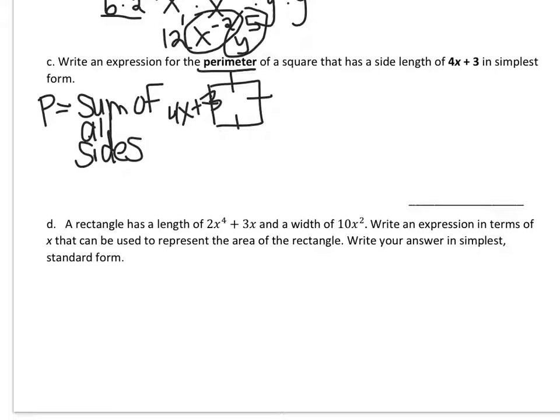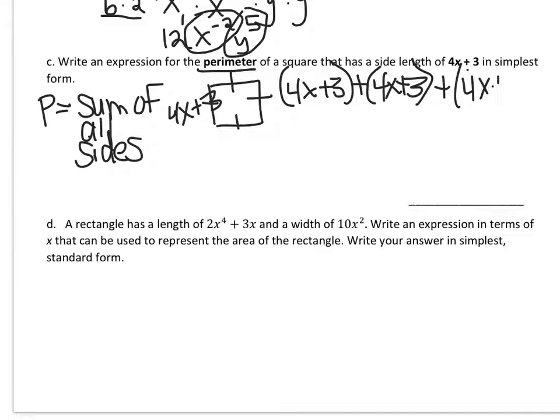So to show your work here, you could have done 4x plus 3 and added to 4x plus 3. Add that to 4x plus 3 and add that to 4x plus 3. Or you can take the shortcut. Since you're adding 4 of the exact same thing together, you can just do 4 times 4x plus 3.